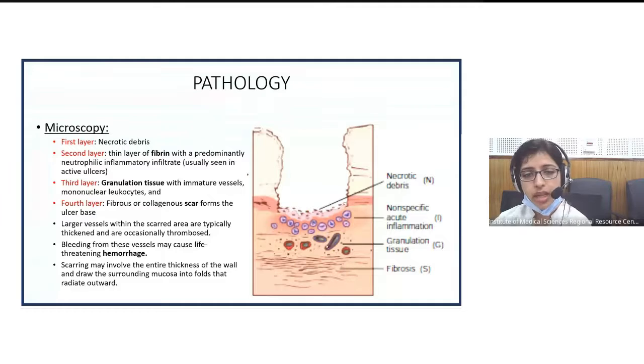Now, scarring may involve the entire thickness of the wall. Sometimes when the ulcer has been long-standing and has been undergoing the process of healing, inflammation, and alternatively inflammation and healing for a long period of time, the entire wall thickness undergoes fibrosis. When this happens, the mucosal folds are all drawn toward the center of the ulcer. So how it will appear is the folds are radiating out from the ulcer.